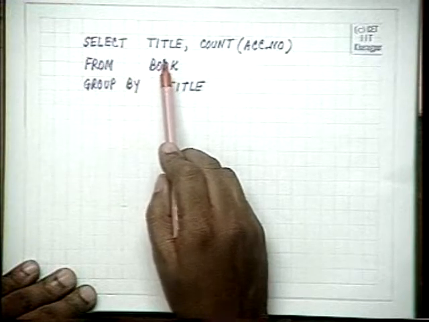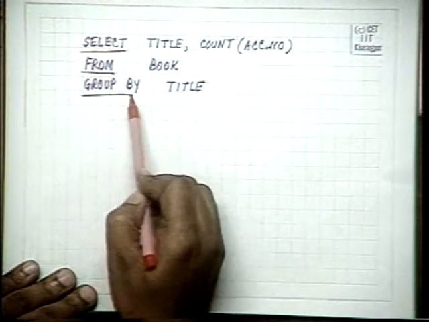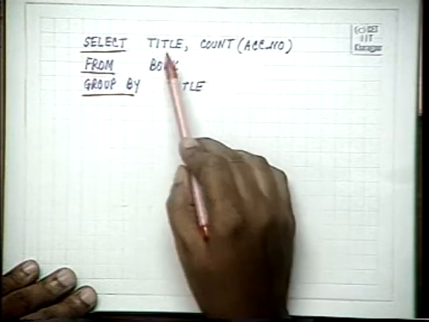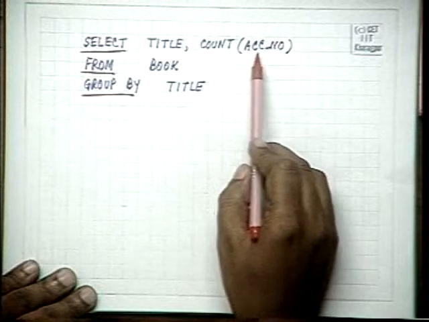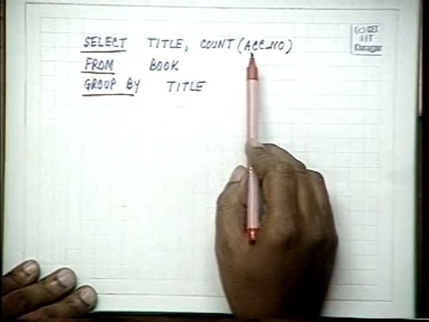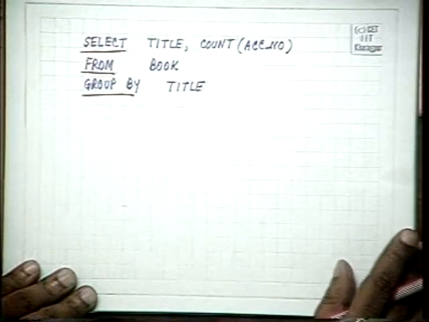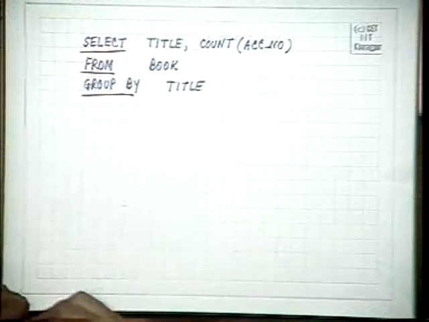Select title, count accession number, from book group by title. So we will get the titles of books, and for each book we will get how many copies of that book we have got. Now on the group we may have certain questions. Let us say, suppose we want to answer this question.